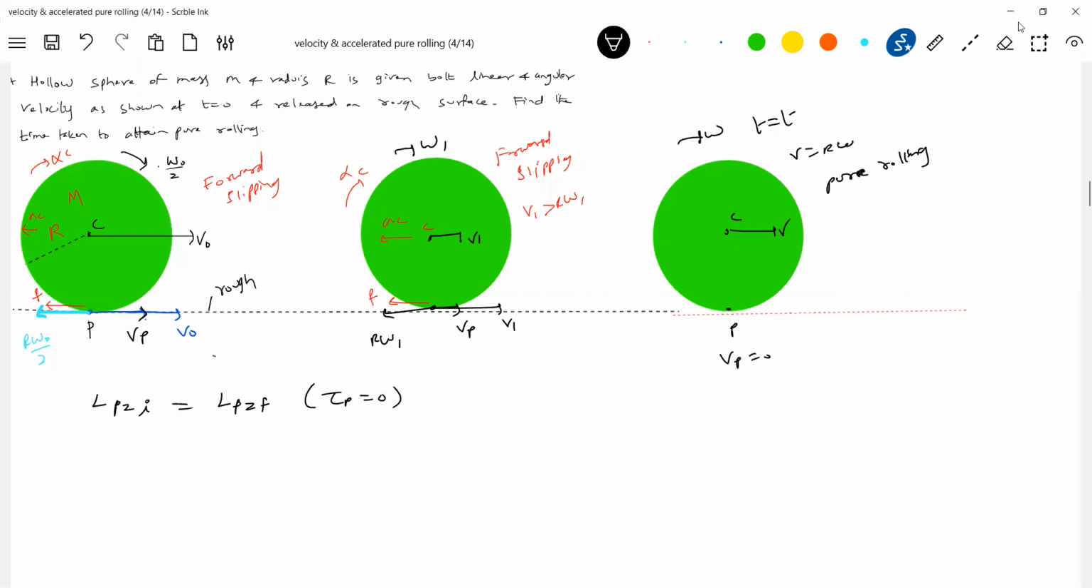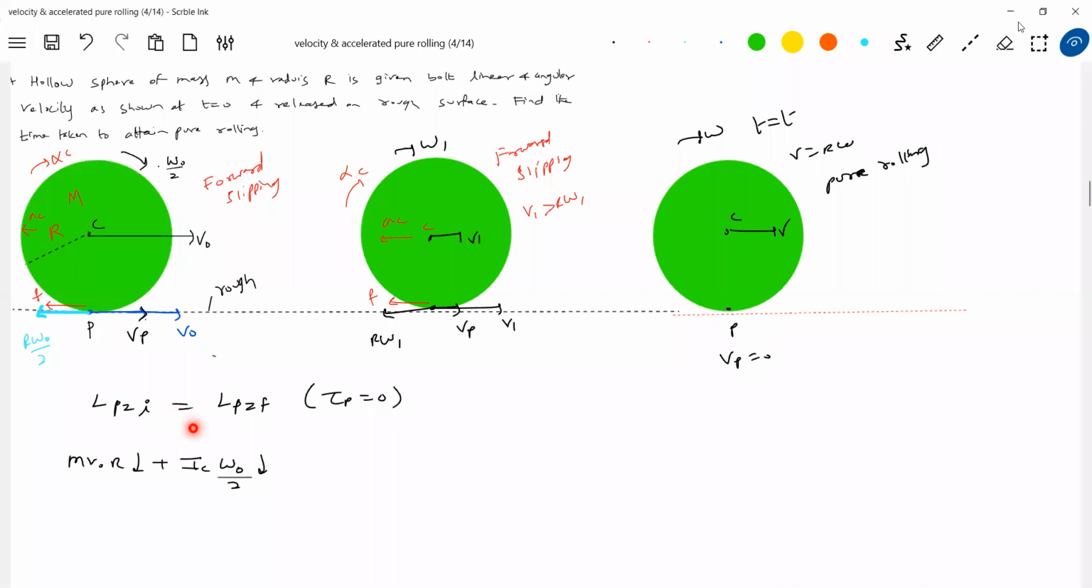What is the initial angular momentum? Due to translatory motion, m v naught R. Due to rotating motion, I_C omega naught by 2. Both are clockwise. Agreed? About this point, this is R bar, this is V naught. Due to translating motion it is clockwise, and due to rotating motion also. But sir, you should write I_P omega.